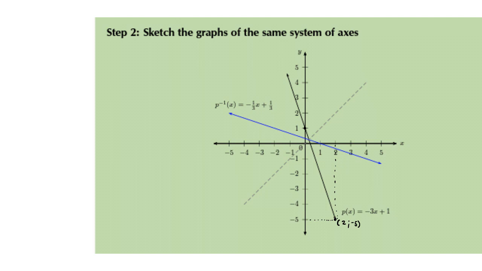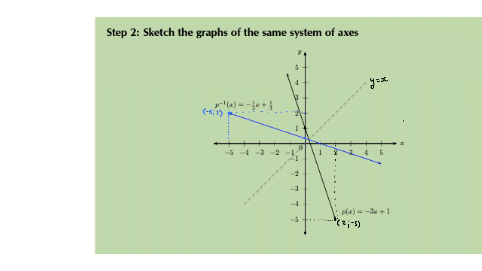Then if you go on to the inverse graph, we see that it has a y-intercept at positive 1/3, and it also has a negative slope. So minus 5, 2. What's happened? The x and y values have swapped around. That's because the original function is reflected about the line y is equal to x. That's the basic property of functions and their inverses: all functions and their inverses are reflections about the line y is equal to x.